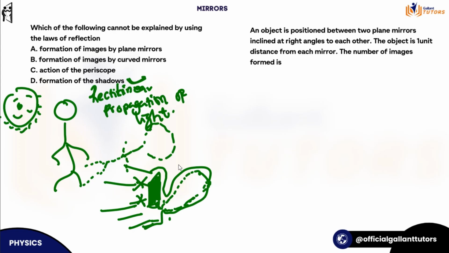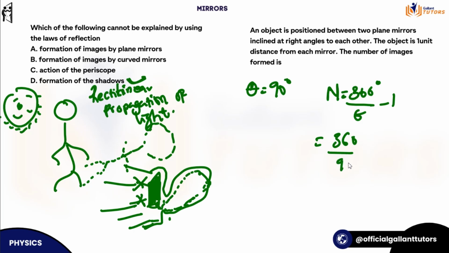Okay, next question. An object is positioned between two mirrors inclined at right angle to each other. So we know that the angle here is 90 degrees. The object is 1 unit distance from each mirror. What is the number of images formed? Now, what's the formula to get the number of images? This is very simple. It's n is equal to 360 over theta minus 1. As simple as ABC. Now, 360 divided by 90, minus 1.